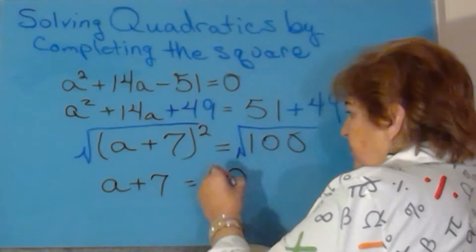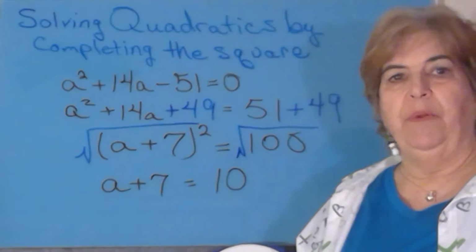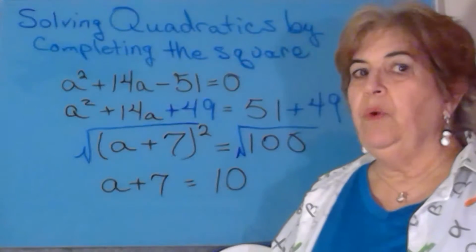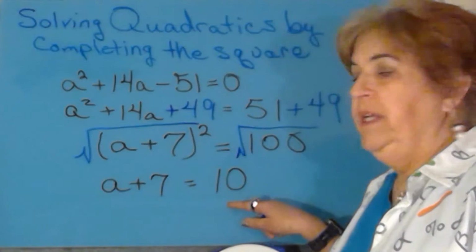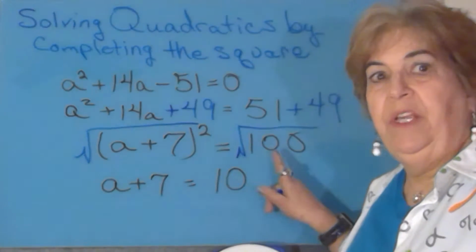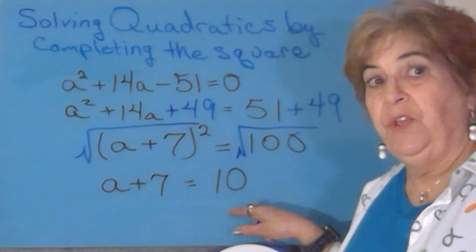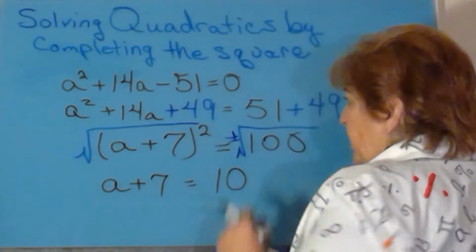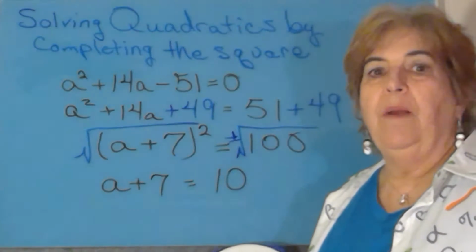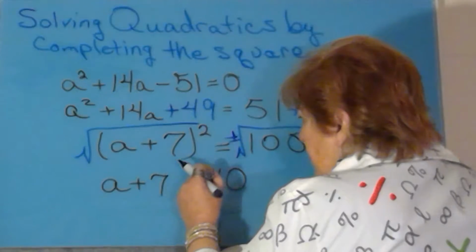However, I chose to take the square root of both sides. So you do have to remember that not only does 10 squared equal 100, but negative 10 does also. So whenever you put the square root in, you have to include a plus or minus. So this is plus or minus 10.